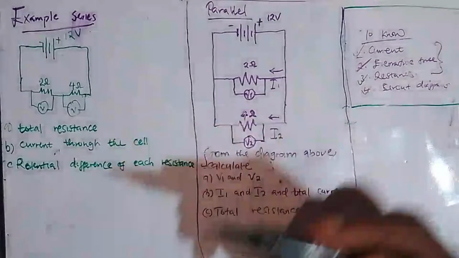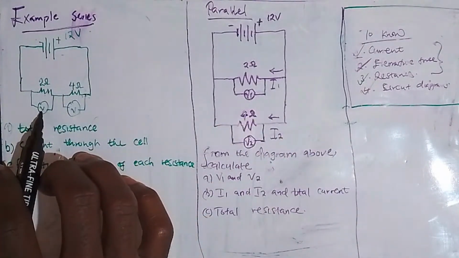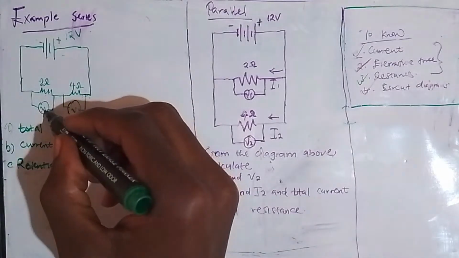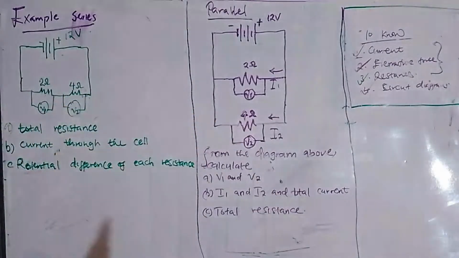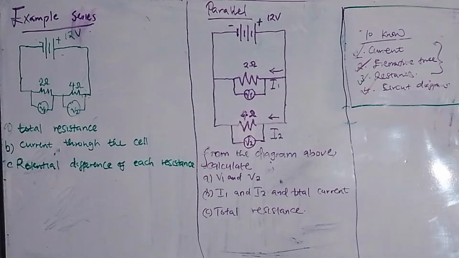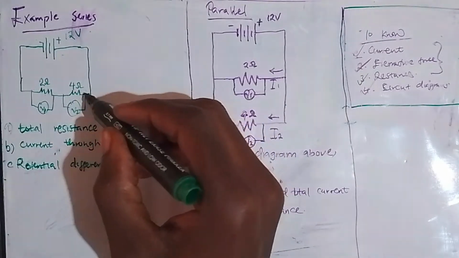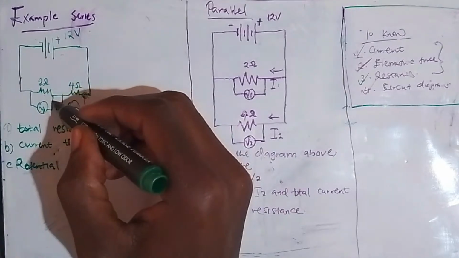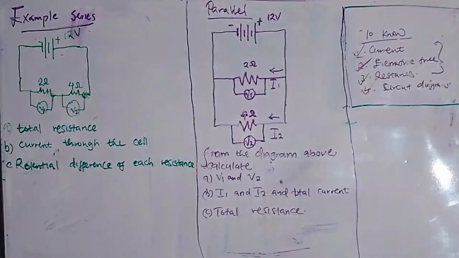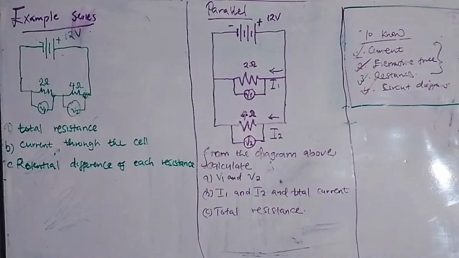Then we also talked about the voltmeter. We say that the voltmeter is always connected in parallel. How do you know that something is connected in parallel? Because of the junction. So we have the junction here, which represents the parallel. Now, to begin, the question is saying calculate the total resistance.